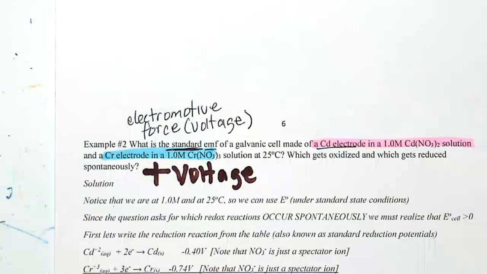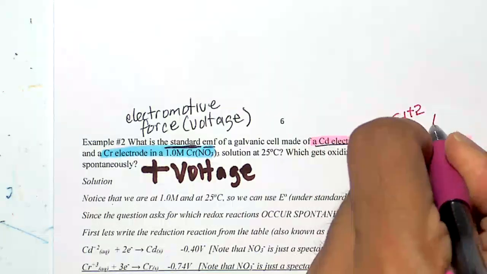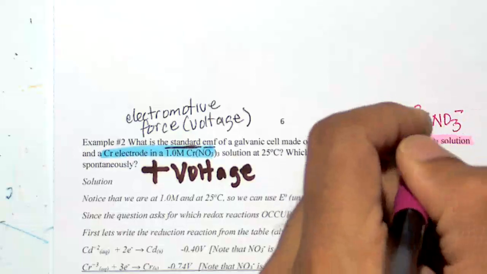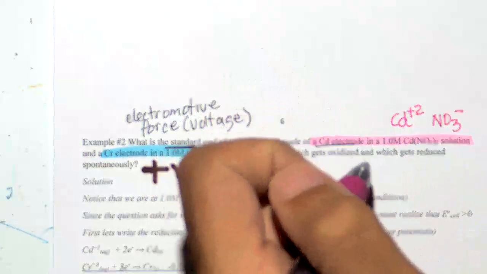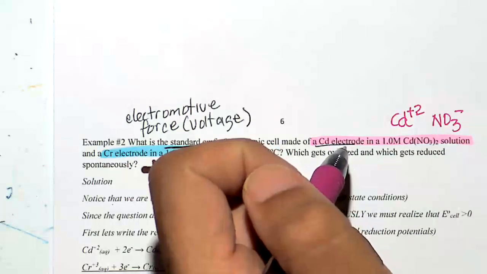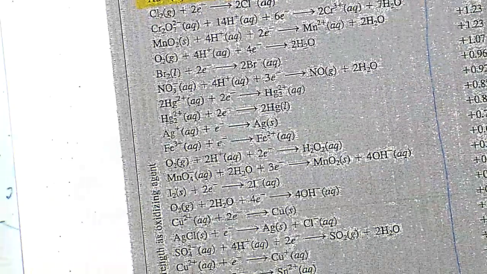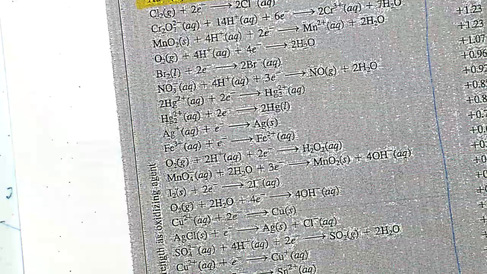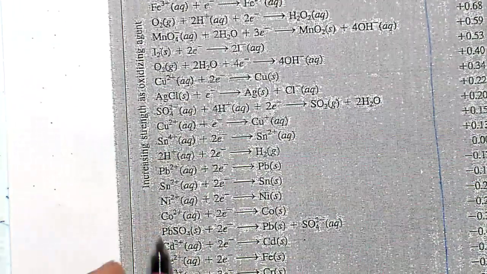So we'll first use our table here, cadmium electrode. Just remember here, cadmium nitrate, it's Cd2+ and NO3-. The NO3- is a spectator ion. The cadmium is part of the electrode. And what is the half reaction for cadmium? Let's take a look here. Let's have a race to see who can find it first. Oh, I found it first.